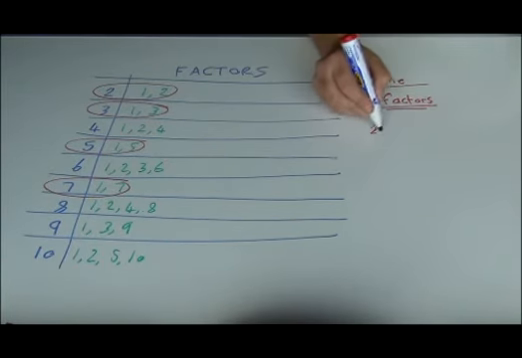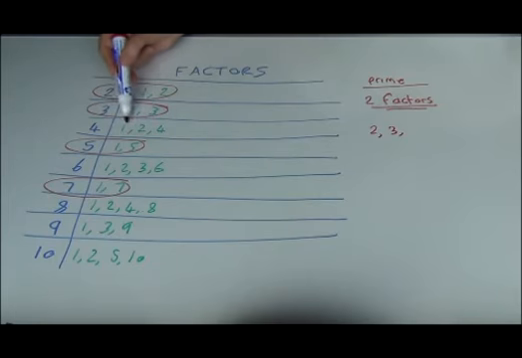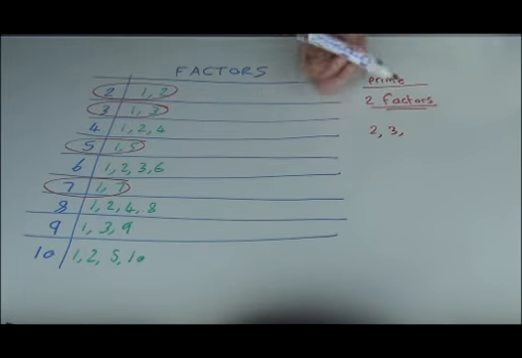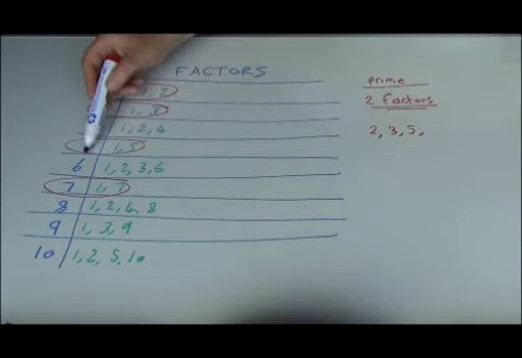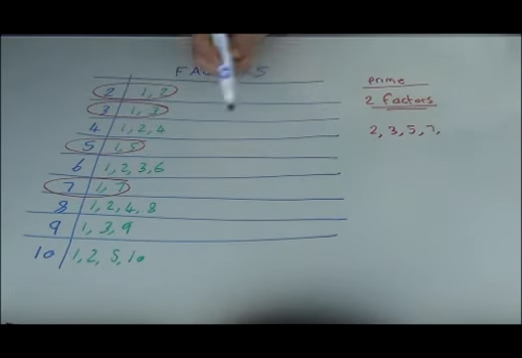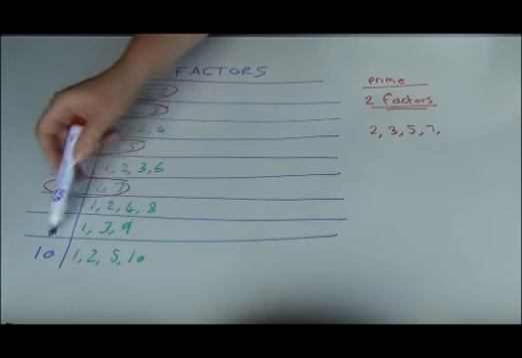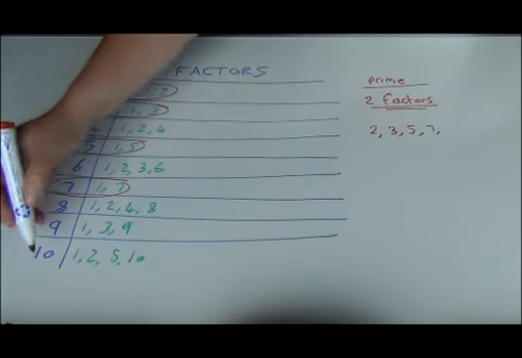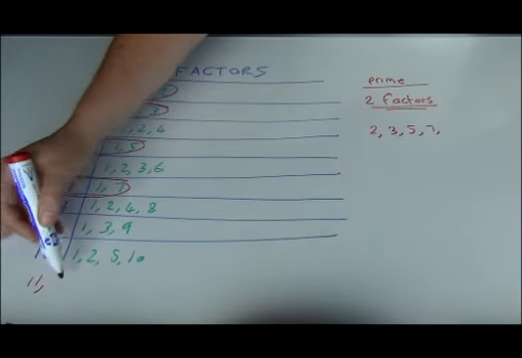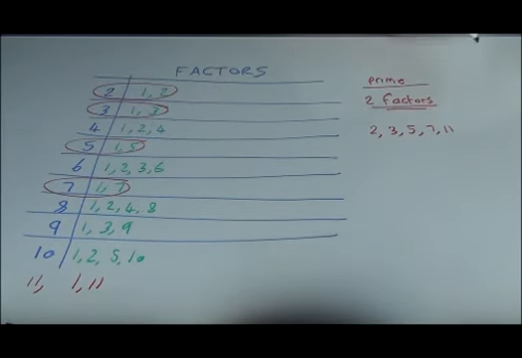So 2 is a prime number, 3 is a prime number, 4 isn't because it's got 3 factors, but 5 is. 6 isn't because it's got 4 factors, but 7 is. 8 isn't because it's got 4 factors, 9 isn't, and 10 isn't. And if I went on, 11 for example can only be divided by 1 and 11. So 11 is also a prime number.